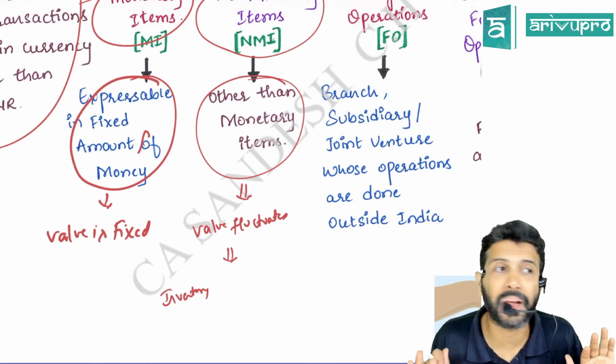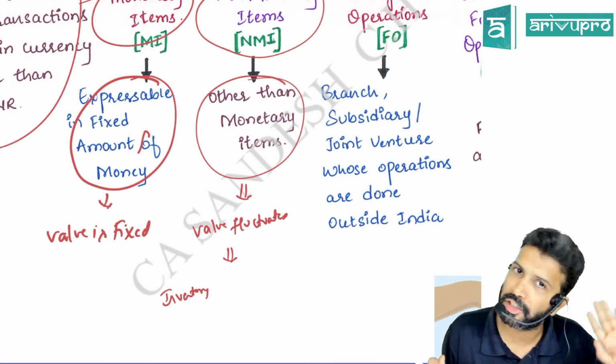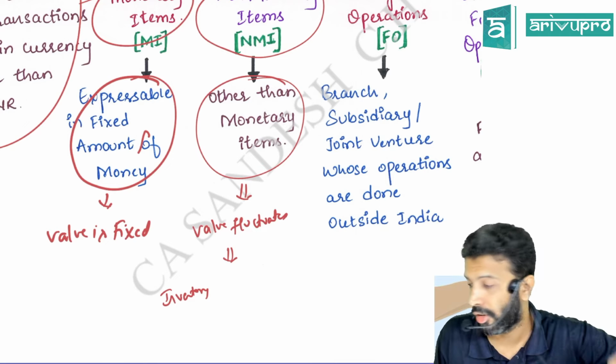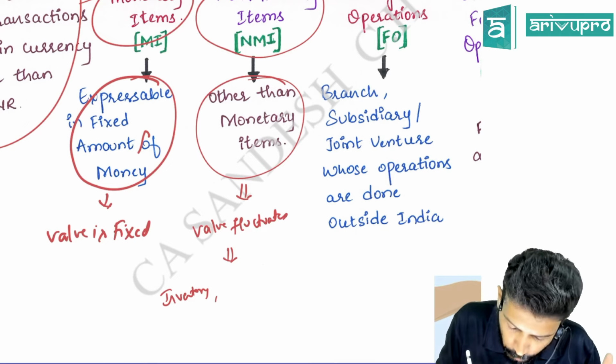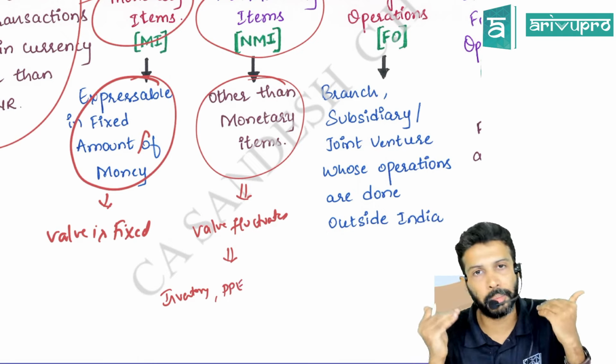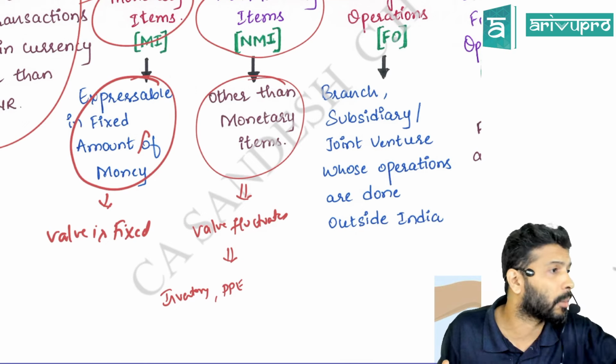Otherwise, you yourself may become a bakra and sell it at a lower price. Possible, meaning the value fluctuates. So inventory is an example of a non-monetary item. If you have any property, plant and equipment worth 5 lakh in your books, will its value be constantly 5 lakh, or again does it go up and down?